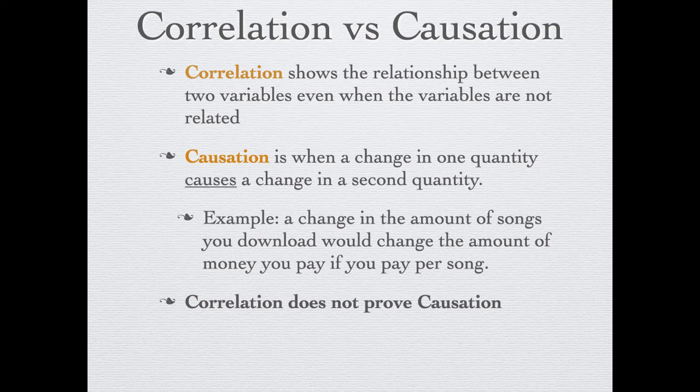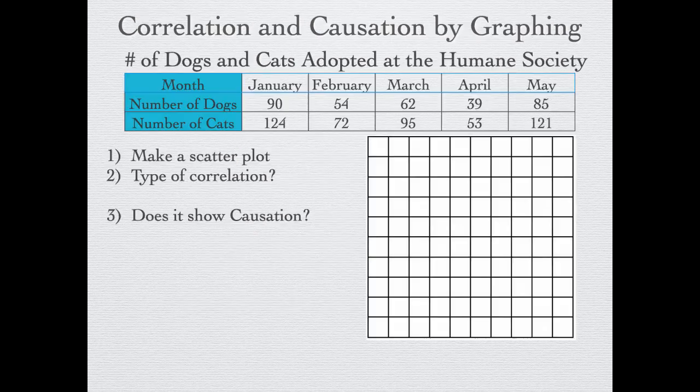The big key with this is correlation does not prove causation. Just because two things are correlated does not mean one of them causes the other. So you have correlation and causation, and we're going to discover this by graphing. And here it says the number of dogs and cats adopted at the Humane Society. And it shows your months, the number of dogs, and the number of cats that were adopted.